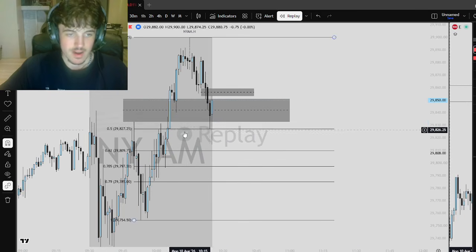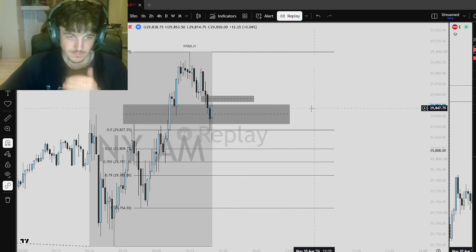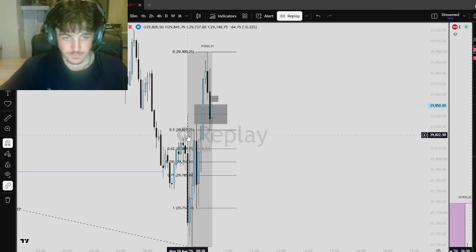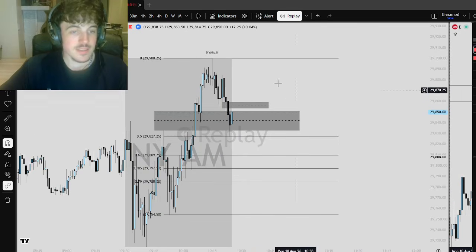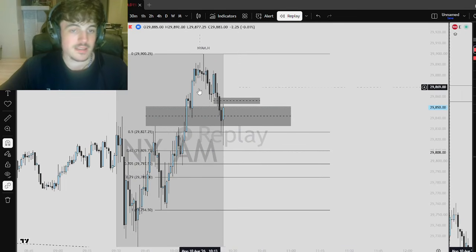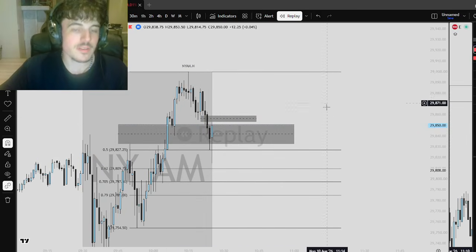So any long now from here is a lot nicer. Why? Because we actually come into the discount of this range, we came into the discount of this range now, inside this 5 minute fair value gap, and the structure is looking better, and the manipulation is looking a lot cleaner with the stop hunt and everything.